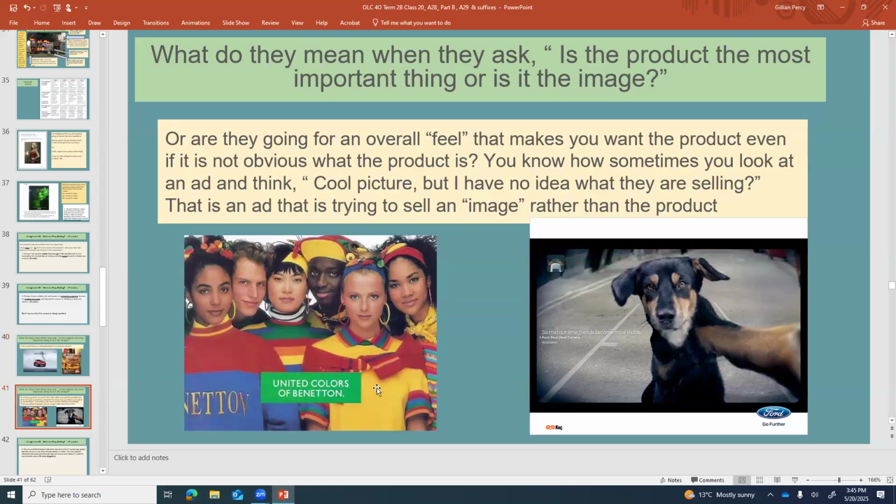United Colors of Benetton, this is the product, like they are wearing the product. But if you don't know what Benetton was, you wouldn't know what they're selling. Like my father might look at this and go, I don't know what they're trying to sell me. Is it hats, hair pieces, sweaters? What is it, right? Here, Ford is talking about their rear view cameras, but there's not a single picture of a Ford in the ad. So they're selling an image rather than a product there.